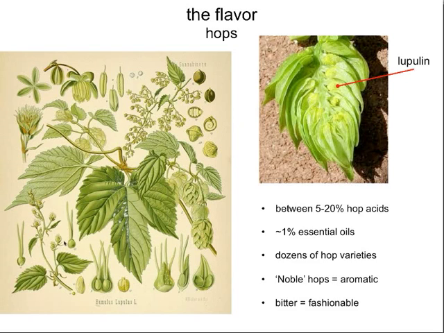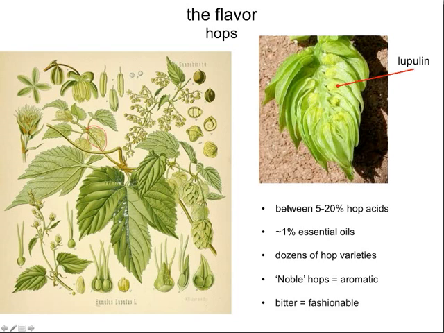Let's turn to a discussion of hops, which is one of the key ingredients for flavor and aroma in beer. Here is an old botanical drawing of the hop plant. What I want to draw your attention to is really these cones of the hop, which are very distinctive. And you can see a cutaway photograph here.